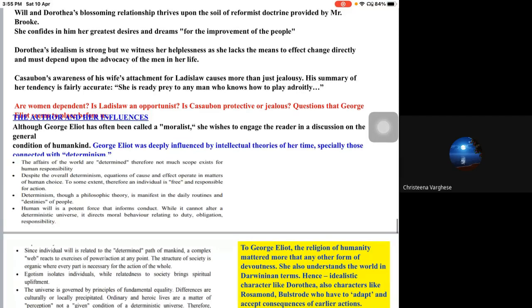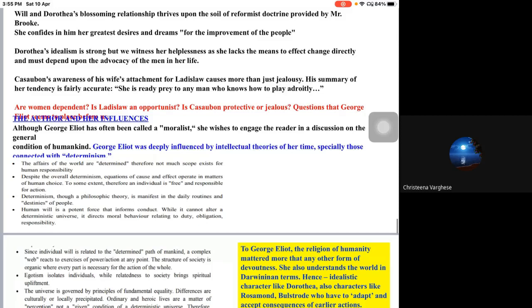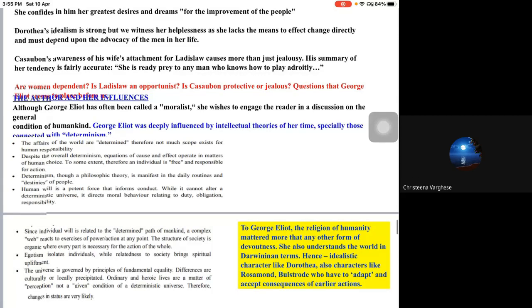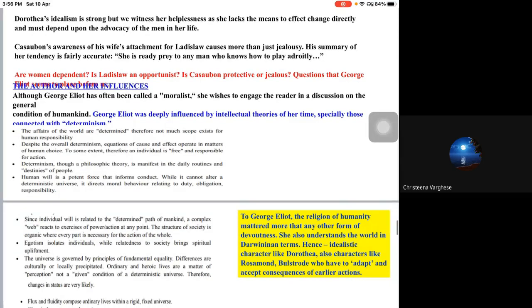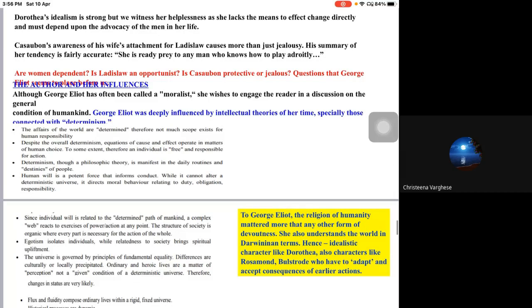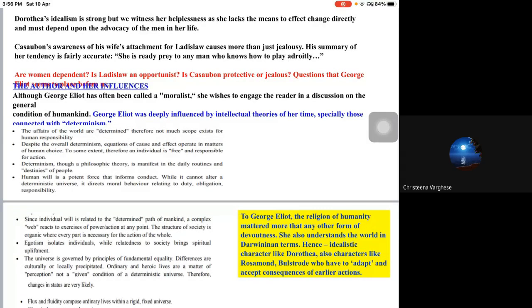Then, the author and her influences. Although George Eliot has often been called a moralist, she wishes to engage the reader in a discussion on the general condition of humankind. George Eliot was deeply influenced by the intellectual theories of her time, especially those connected with determinism. Now, what is determinism? Affairs of the world are already determined, and therefore not much scope exists for human responsibility. That kind of idea is what we call determinism. It's already predetermined. Now, despite the overall determinism, equations of cause and effect operate in matters of human choice. To some extent, therefore, an individual is free and responsible for action.